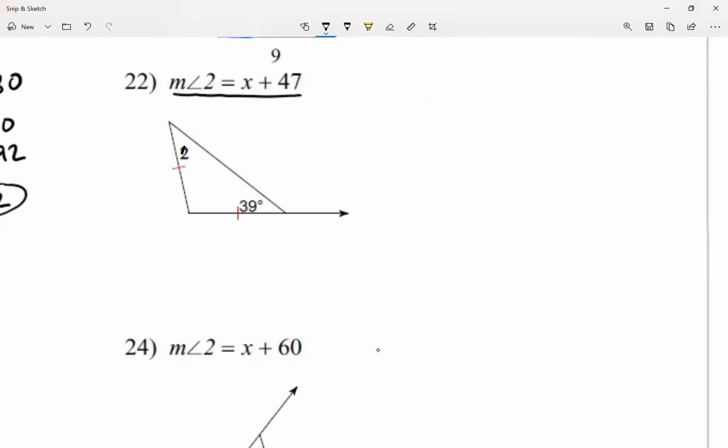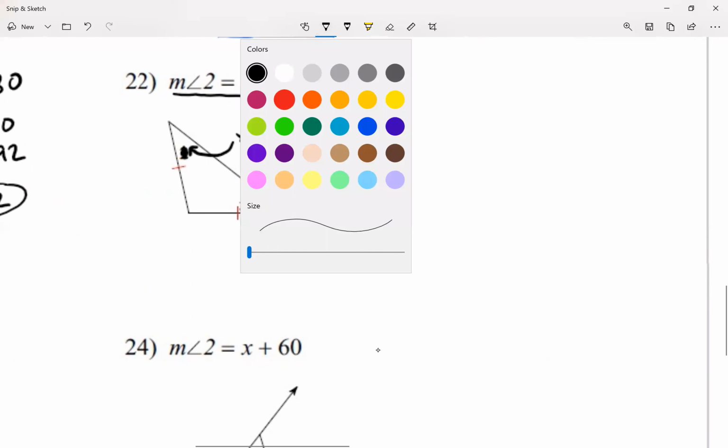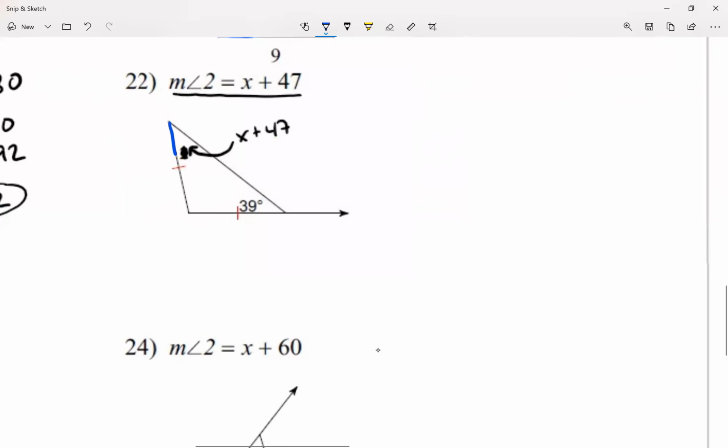So let me cross this 2 here. And let me call this corner x plus 47. And then I see two sides are equal. I'm looking at the two sides that have the slash. That side is opposite to this angle, and this side is opposite to this angle. The two angles that I just marked are equal, because the two sides are equal.